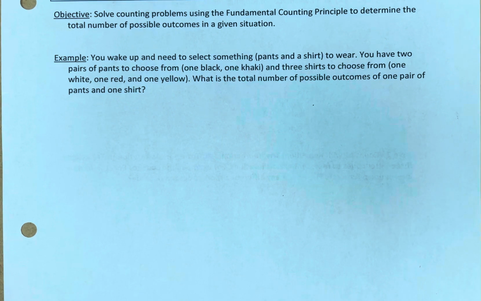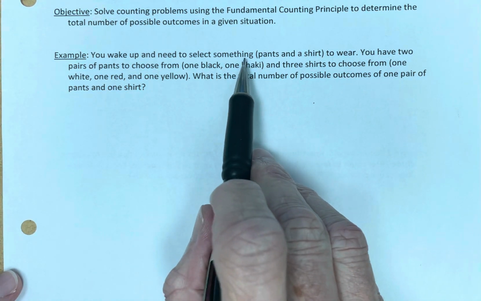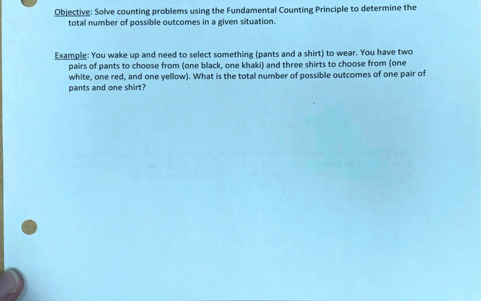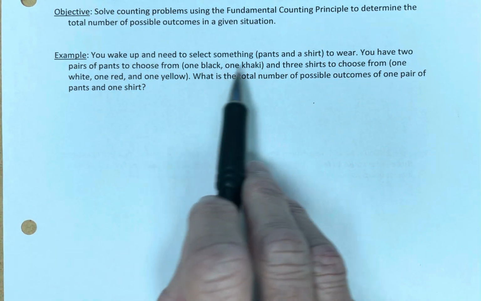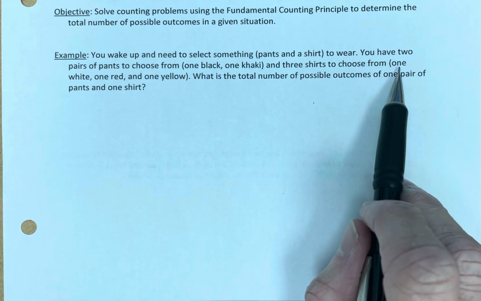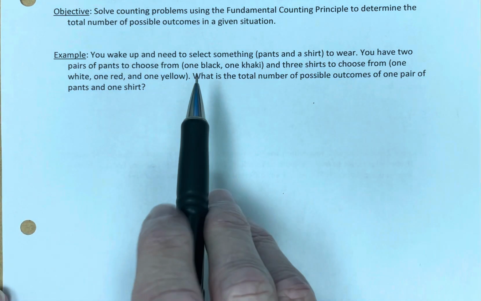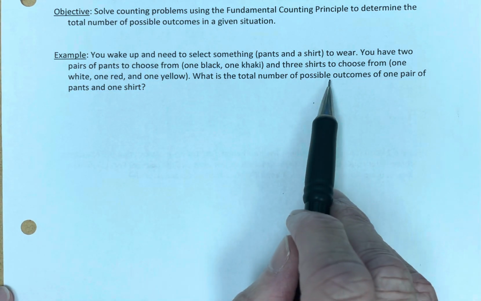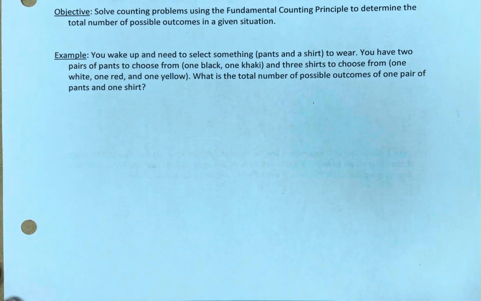Keep it pretty simple so we don't have to write too much. You wake up and need to select something, pants and a shirt, to wear. You have two pairs of pants to choose from. One pair is black, one pair is khaki. And you have three shirts to choose from. We'll go with white, red, and yellow. What is the total number of possible outcomes of one pair of pants and one shirt?